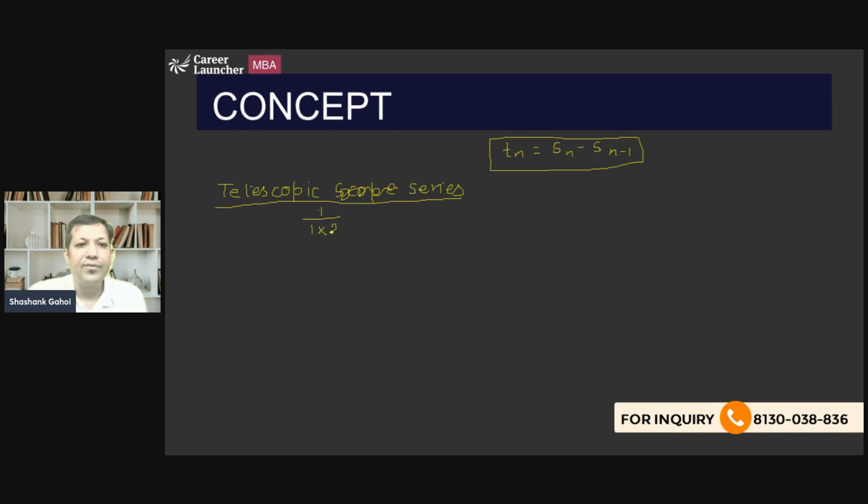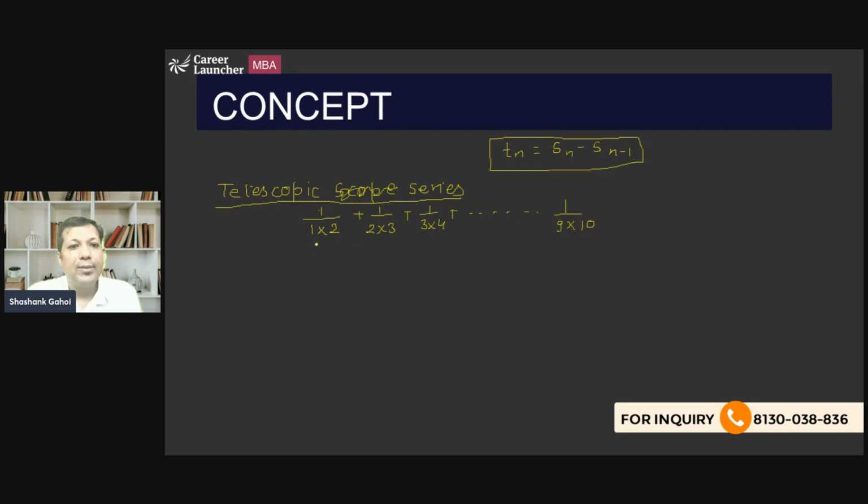For example, I have the series 1 upon 1 into 2 plus 1 upon 2 into 3 plus 1 upon 3 into 4 and so on, and let's say we are going till 9 into 10. So our job is to figure out what is going to be the answer of this series. So what is the general approach to solve this kind of series?